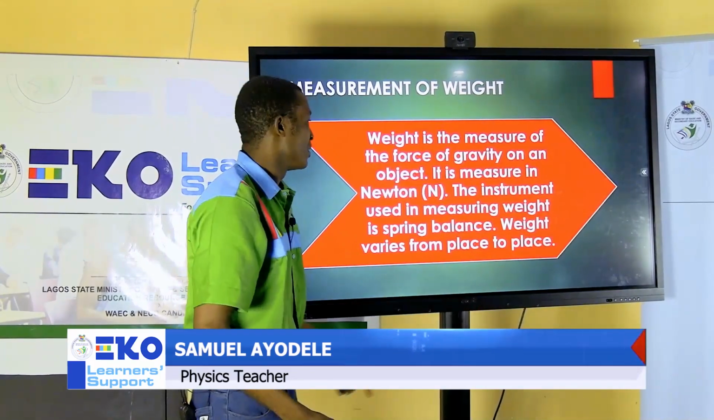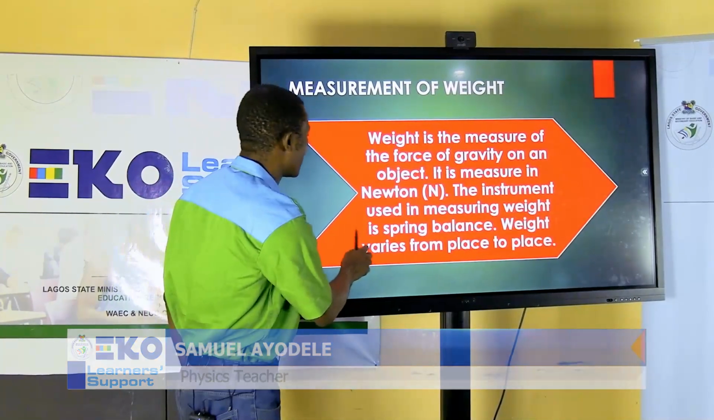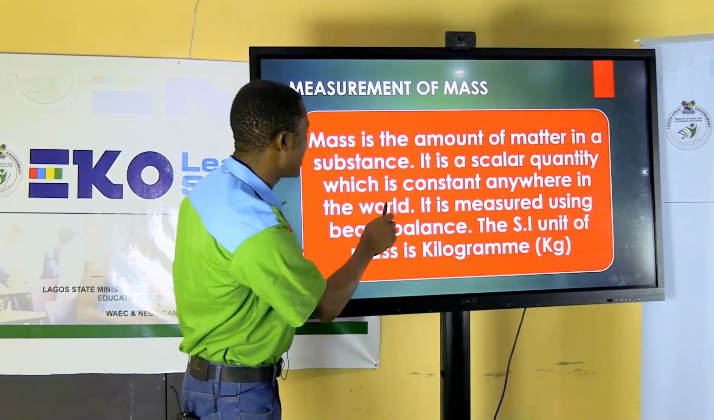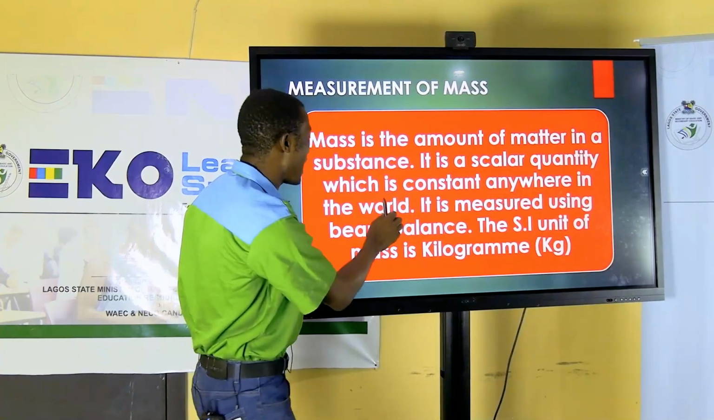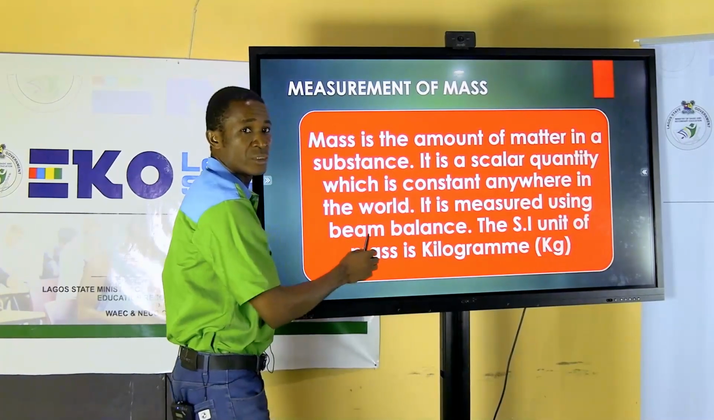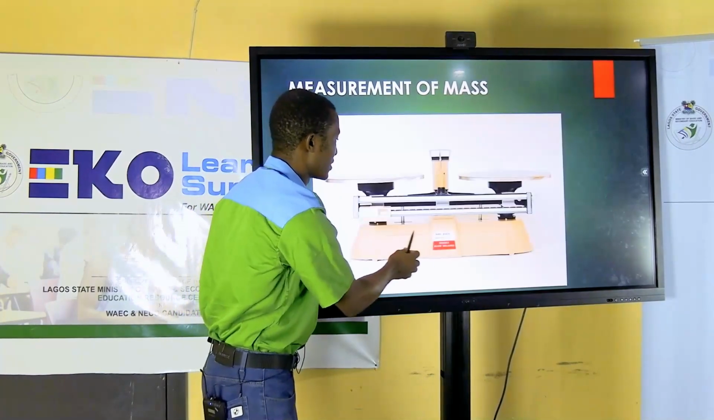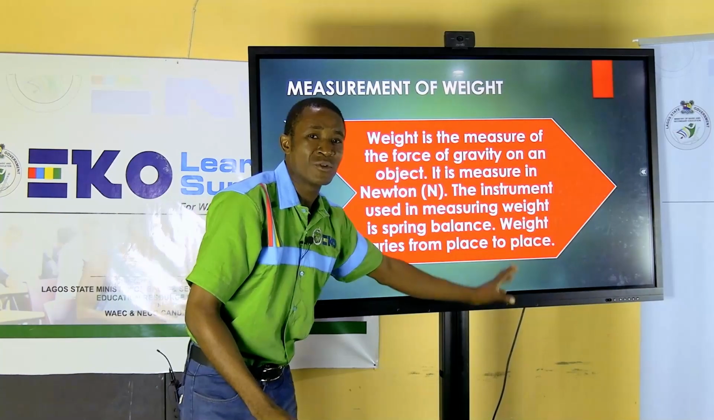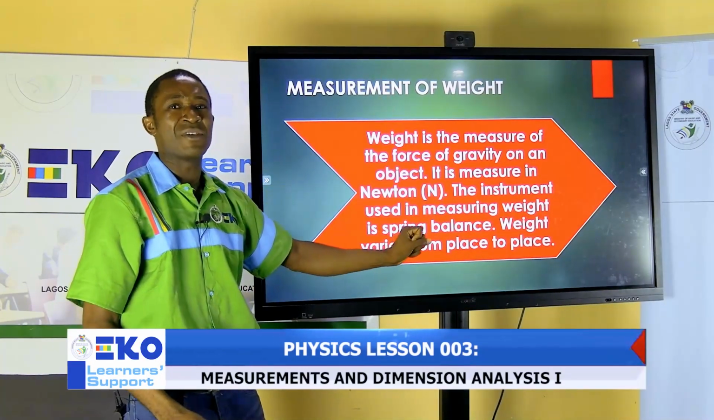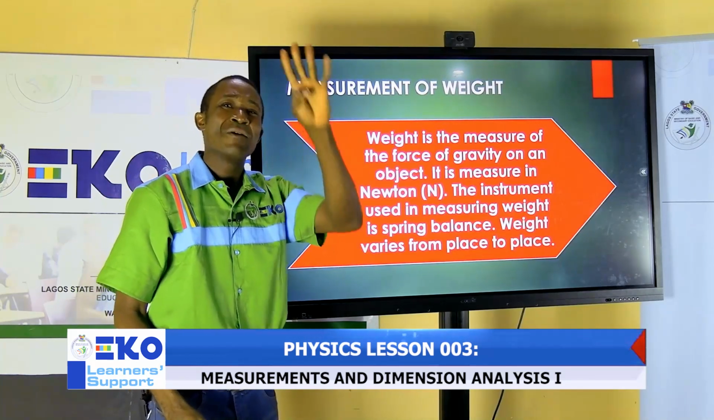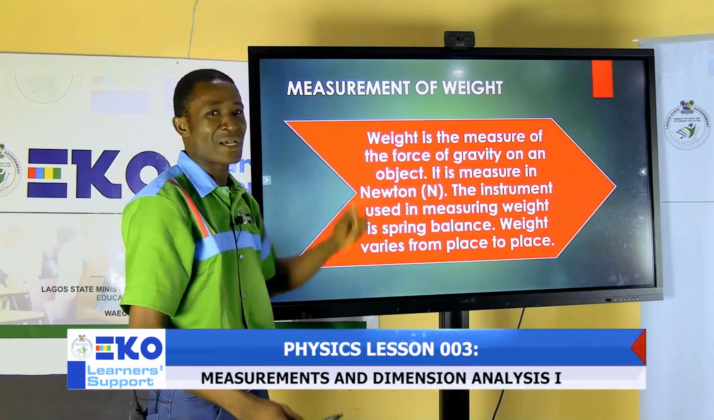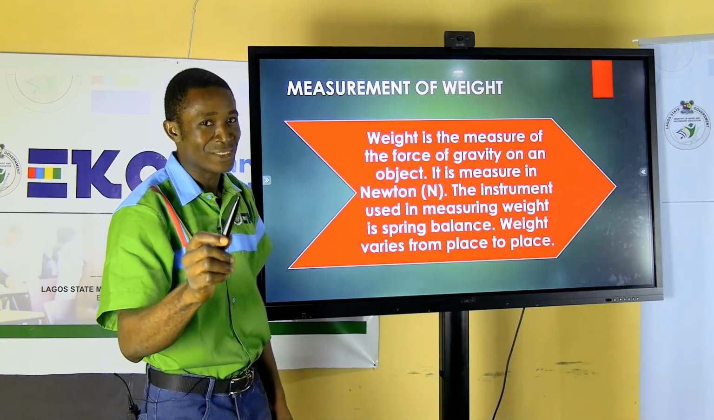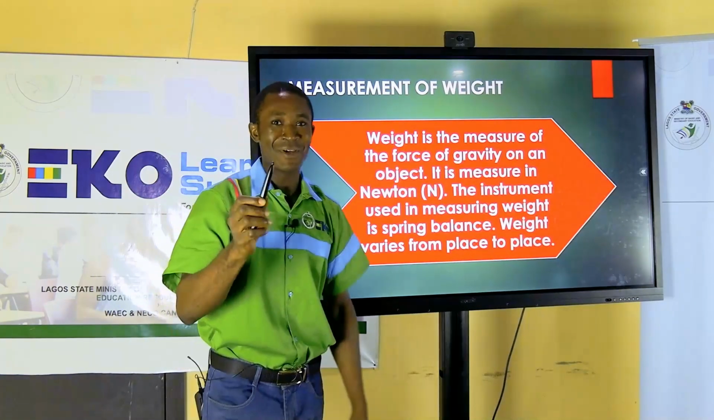Spring balance. More so, there's a particular statement I made that we can also use to differentiate between mass and weight. We see that mass is constant everywhere in the world. But how about weight? Like I said, weight varies from place to place. So from all this information, you can get at least four differences between mass and weight. I'll give you one bonus. Mass is a scalar quantity, while weight is a vector quantity.